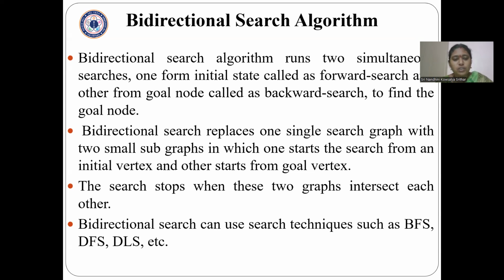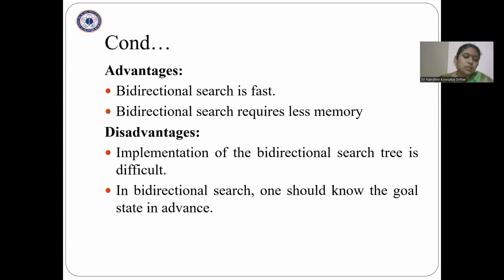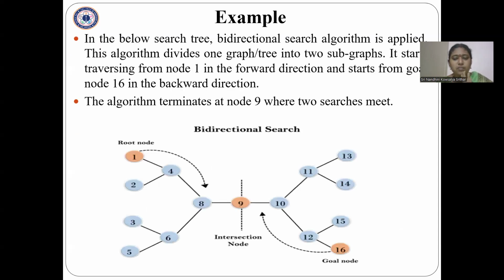We may always know the root node, but in some situations we do not know the goal node. In such a problem, we cannot implement the bidirectional search algorithm. Only if a problem has a known root node as well as a known goal node do we use the bidirectional search algorithm. So the advantages: it is fast and requires less memory. Disadvantages: implementing bidirectional search is somewhat difficult, and it should know the goal state in advance. This is the main drawback of this algorithm.